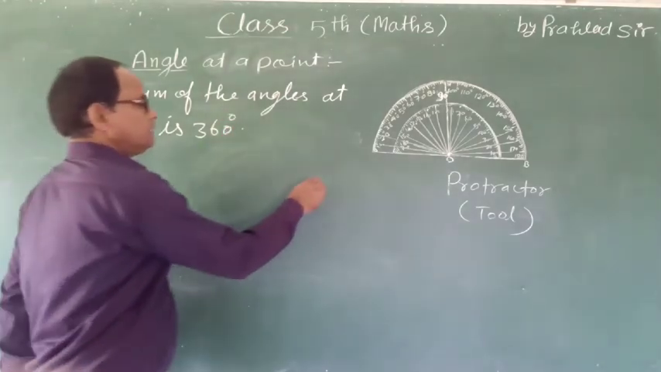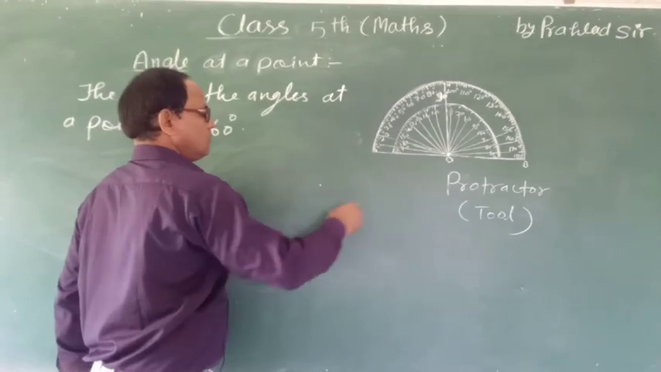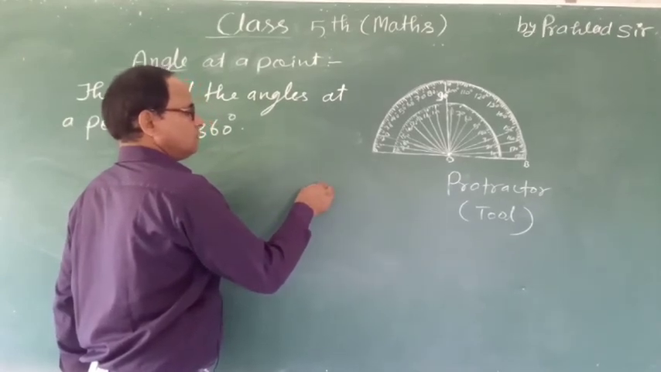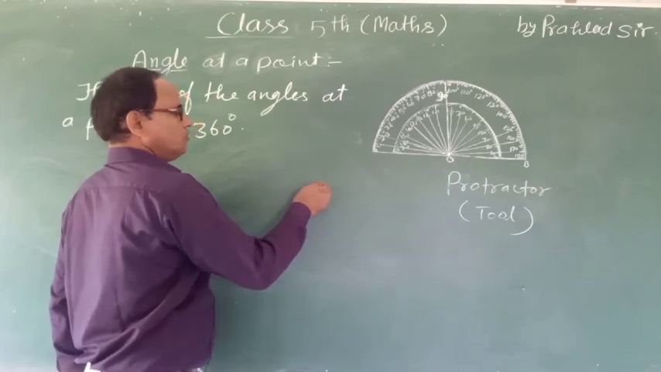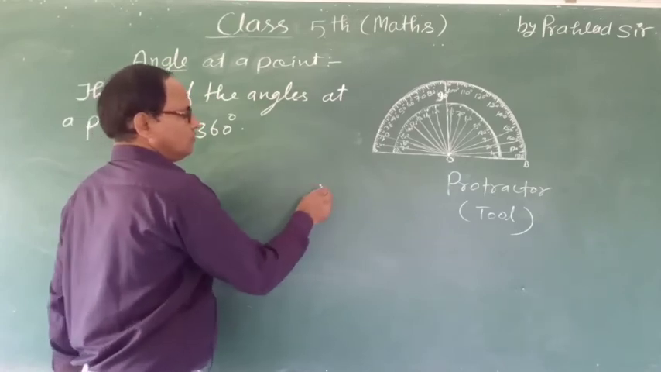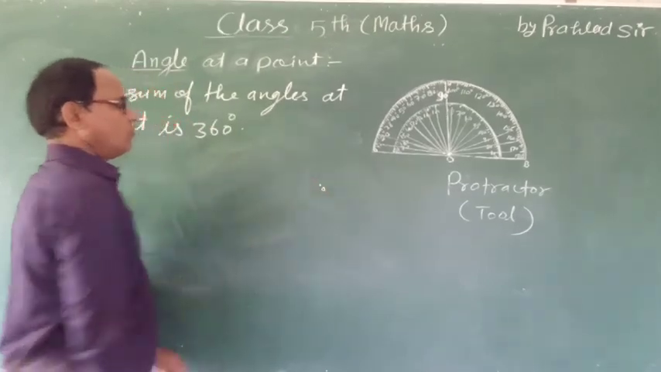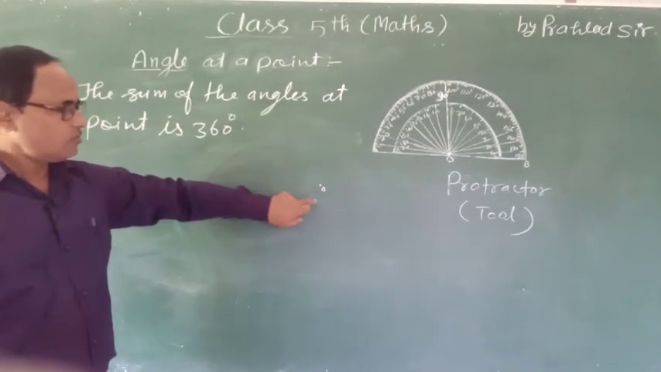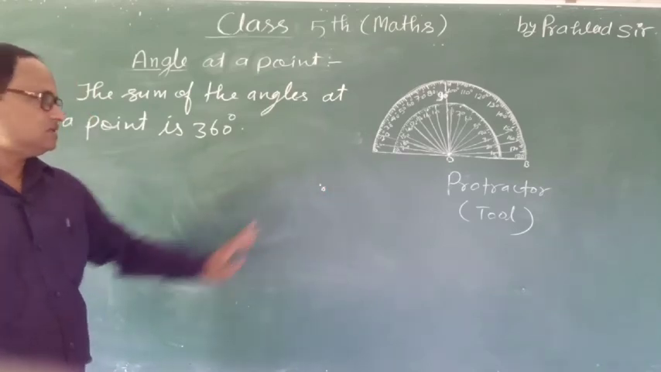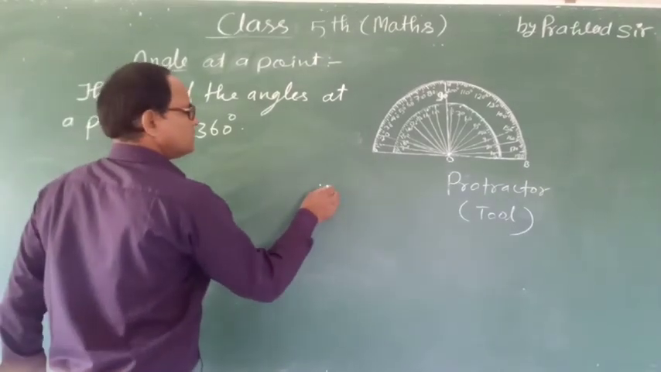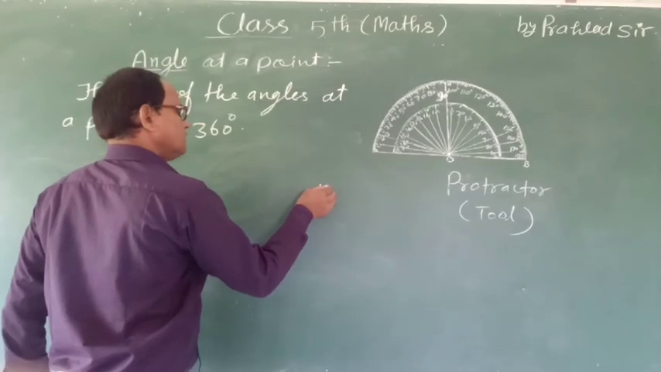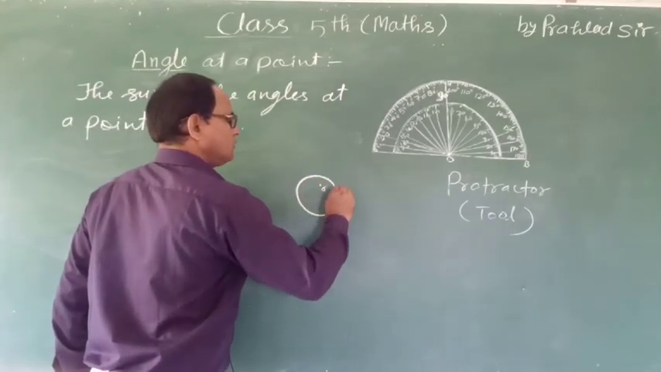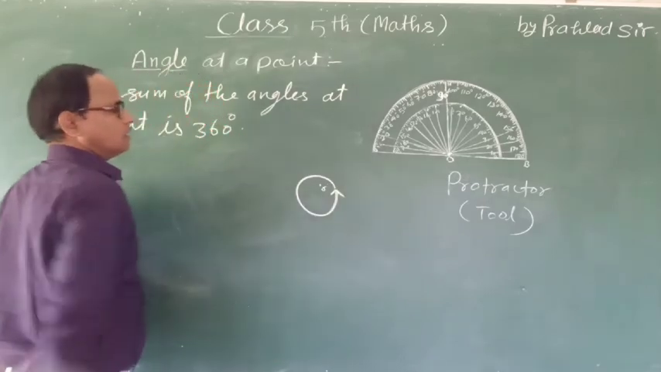At a point, the sum of all the angles around the point O is 360 degrees, which is known as a complete angle.